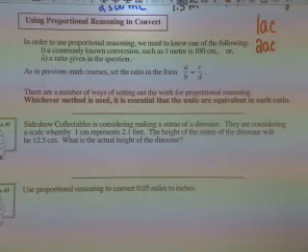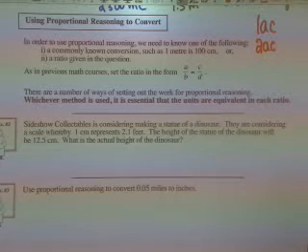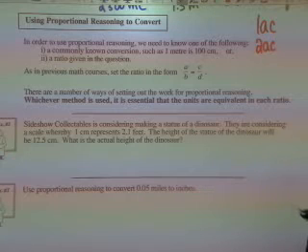So Sideshow Collectibles is considering making a statue of a dinosaur. They are considering a scale where 1 centimeter represents 2.1 feet. The height of the statue of the dinosaur will be 12.5 centimeters. What would be the actual height of the dinosaur?